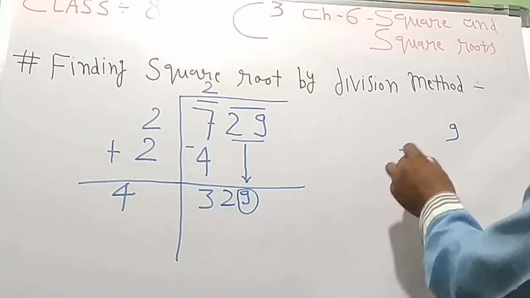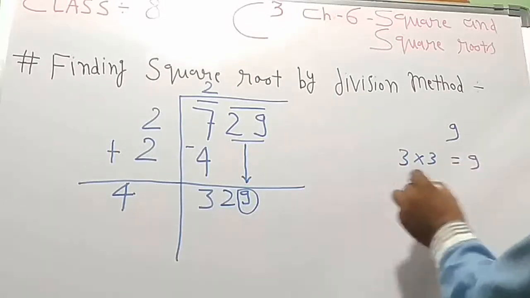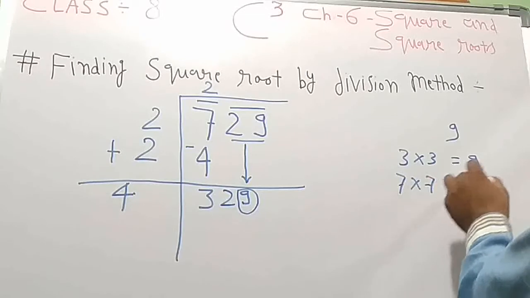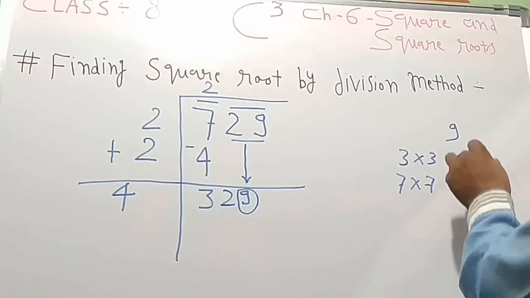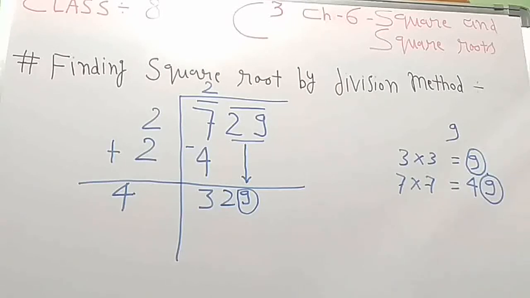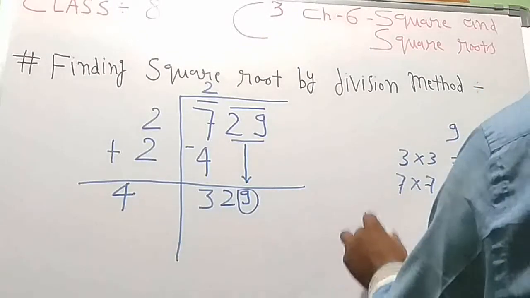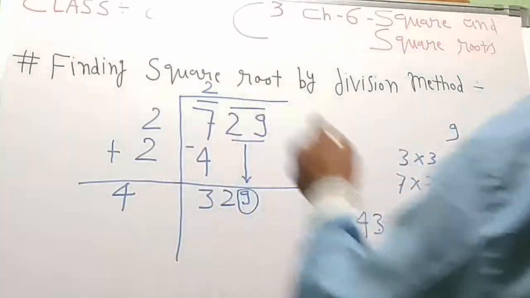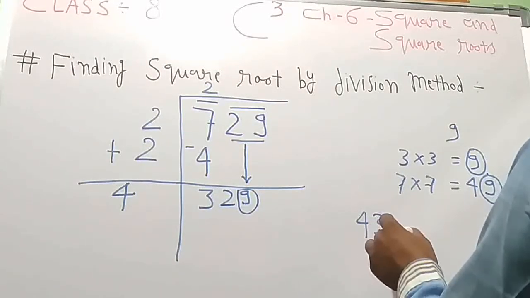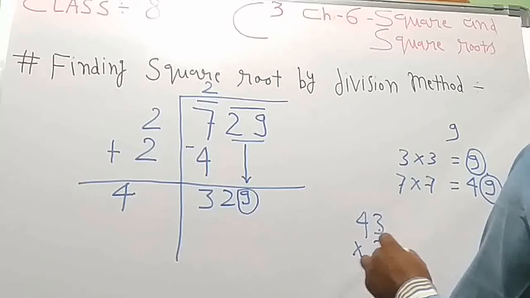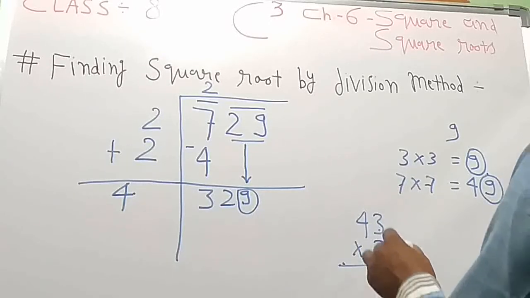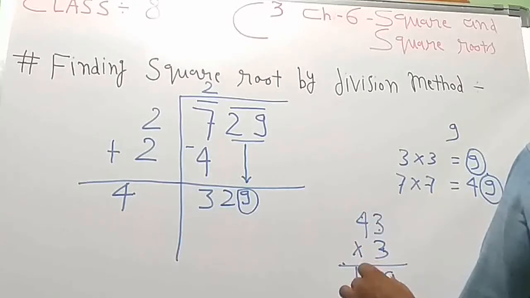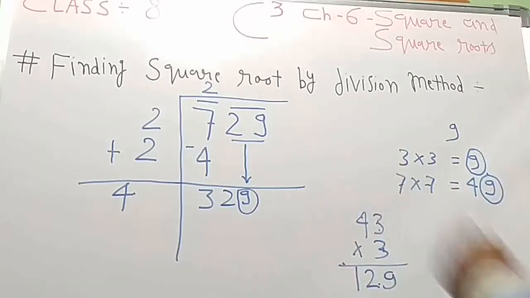So we can use 3 times 3 is 9, or 7 times 7 is 49. In these two numbers we have 9 at the unit place. First we try to use 43 with the 3. So the new number is 43. Then 43 times 3: 3 times 3 is 9 and 3 times 4 is 12. It is 129 only. We need 329.